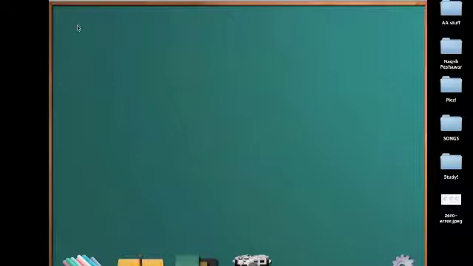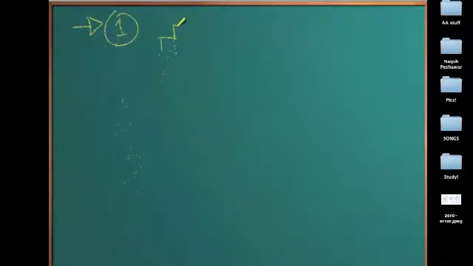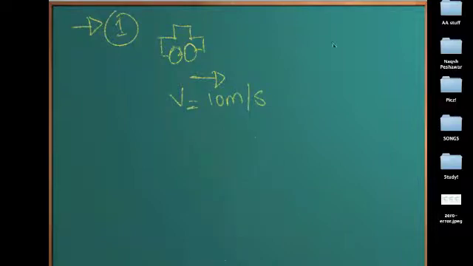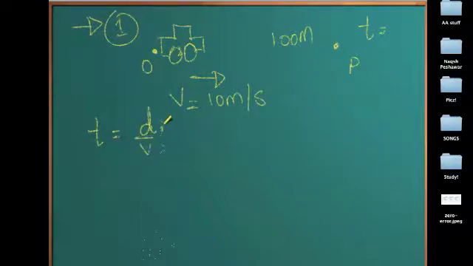Let me just review it once for you. The first case is a car moving at a constant velocity. This is one of the cases that you will come across very frequently, almost all of the time. The car is moving at a constant velocity of say 10 meters per second, and it covers a distance of, let's just twist the question, 100 meters. Find the time taken. Again, the same formula: time is equal to distance over velocity, displacement over velocity, sorry.